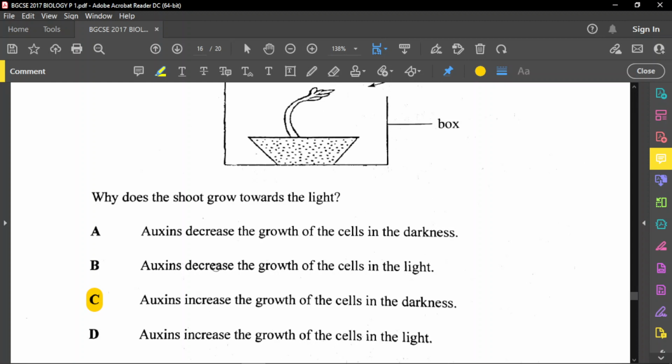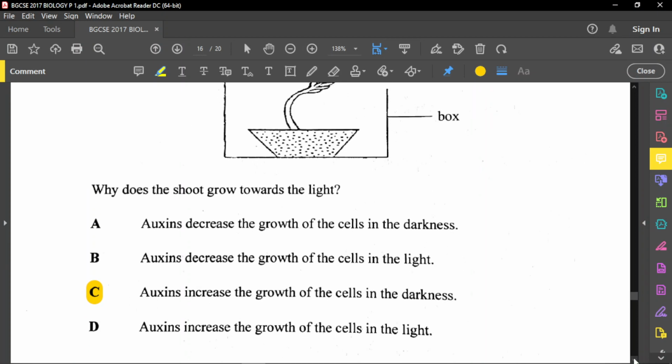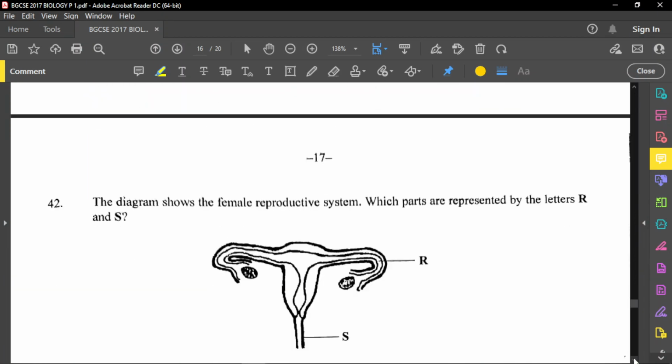So this statement is not correct in terms of how they stated. D is auxin increases the growth in the cells in the light. No. So C is definitely the answer. The darker side will grow faster, not a decrease in growth. There's no decrease in growth; what happened is that it is not growing as fast. The darker side grows faster because auxin is more concentrated on the darker side, and again, light inhibits the function of auxin. So C is definitely the answer there.